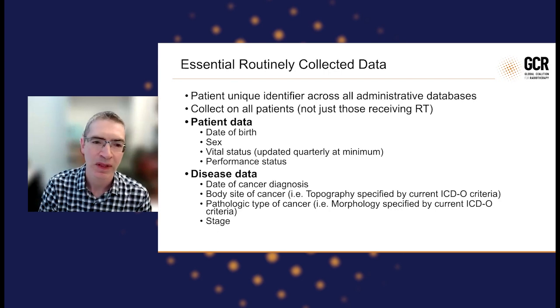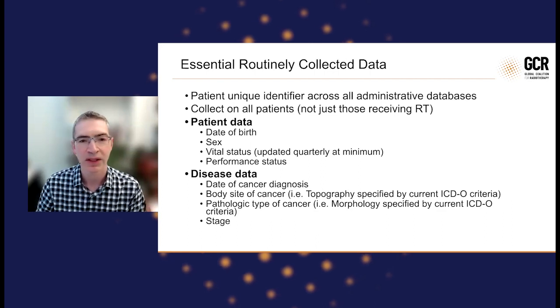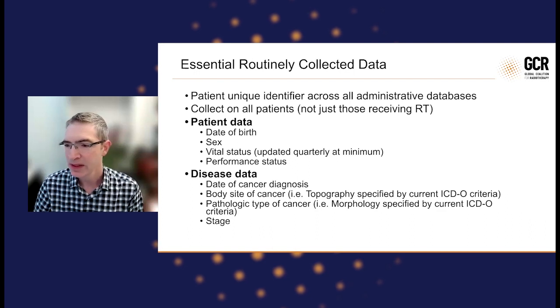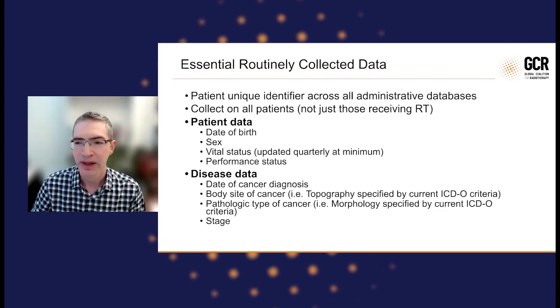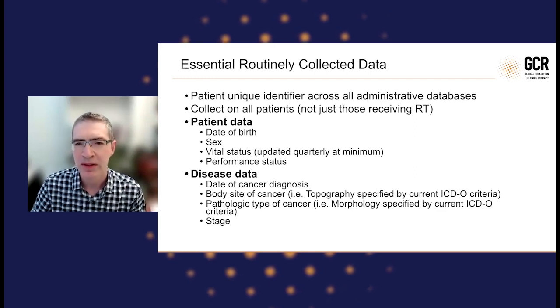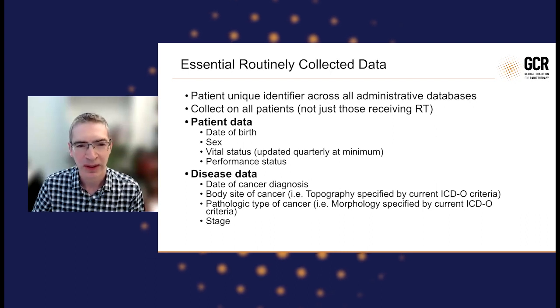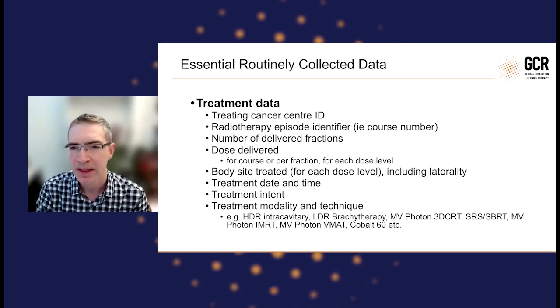Disease data, this is the list. We recommend collecting the date of cancer diagnosis, the body site and pathologic type of cancer, otherwise referred to as the topography and morphology, and also stage. And within stage, as you know, there are various staging systems. The UICC and World Health Organization have an essential TNM staging system, and we talked a bit about that as a potential essential form of staging, but this is one that could be discussed further when rounding it out. Next slide. And finally, treatment data.